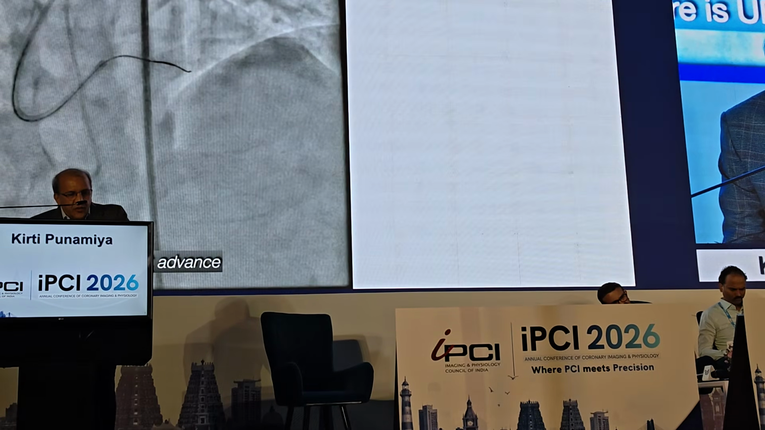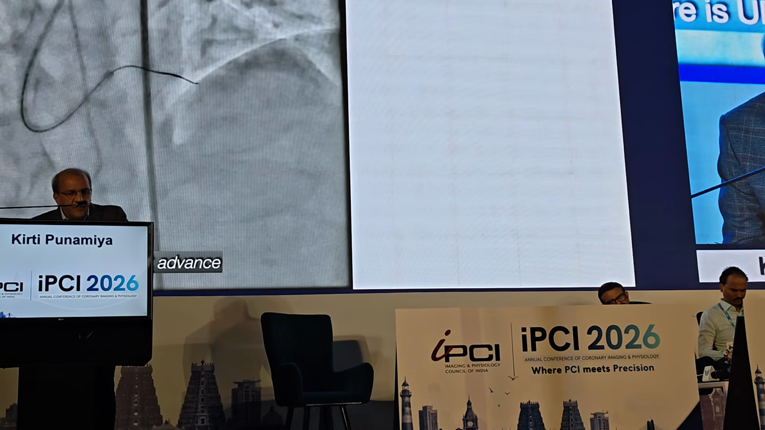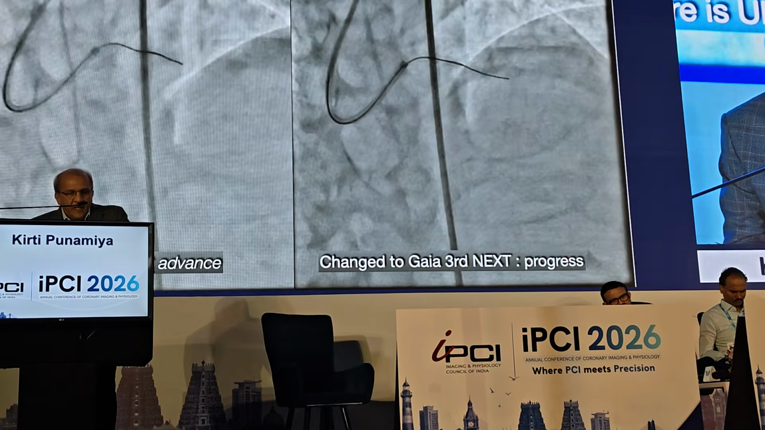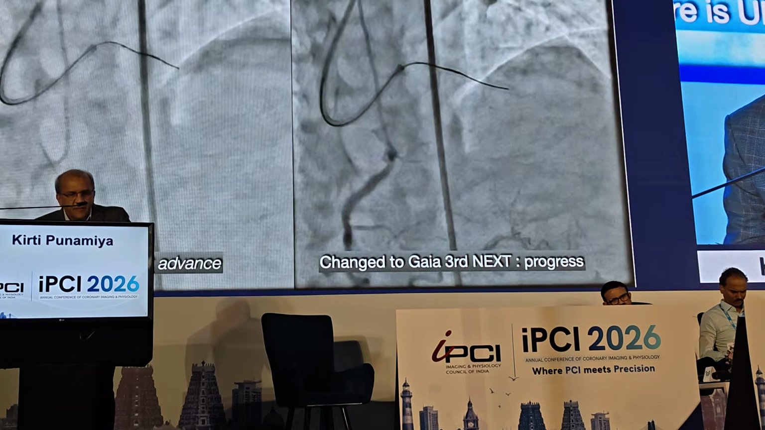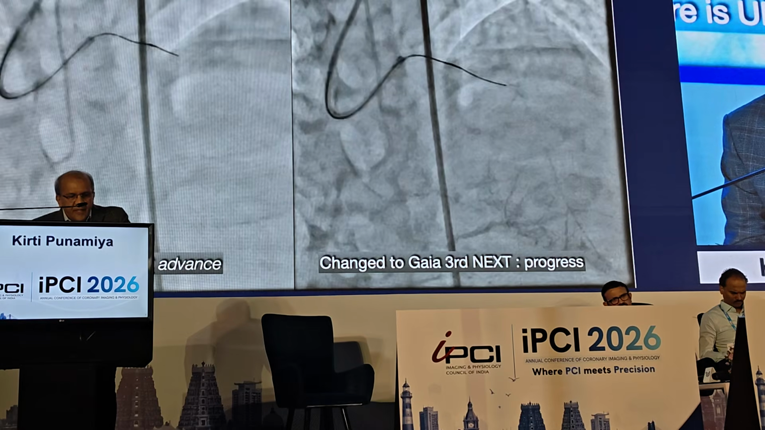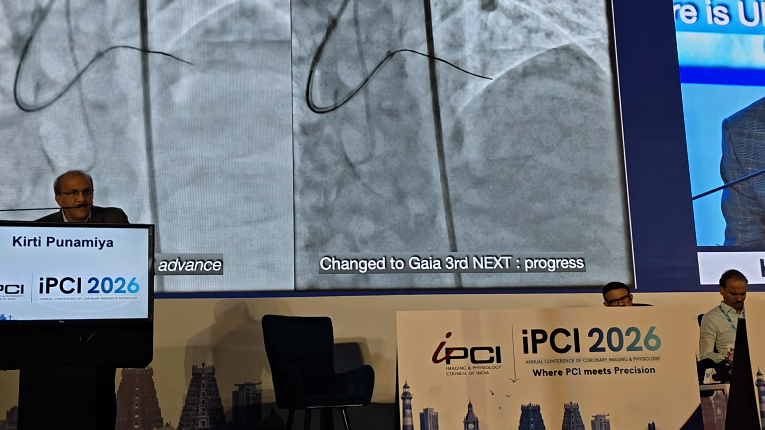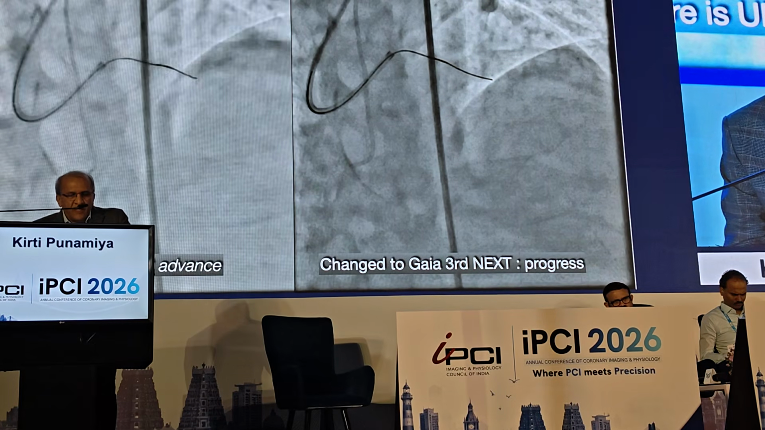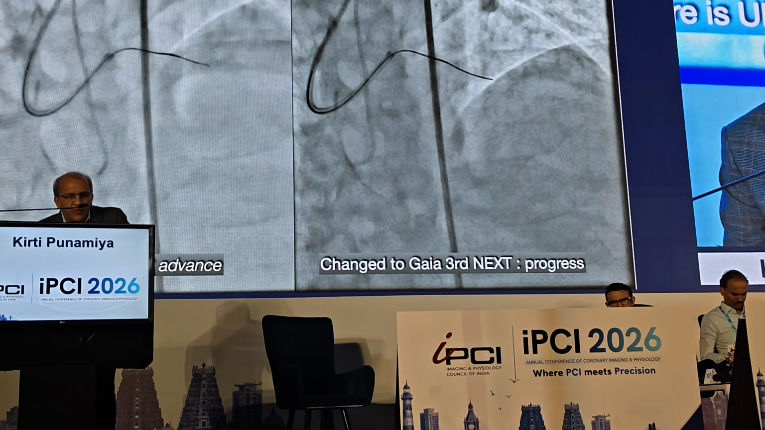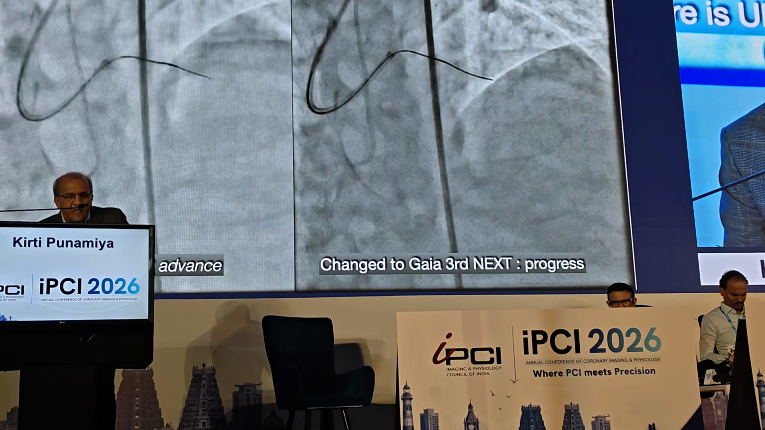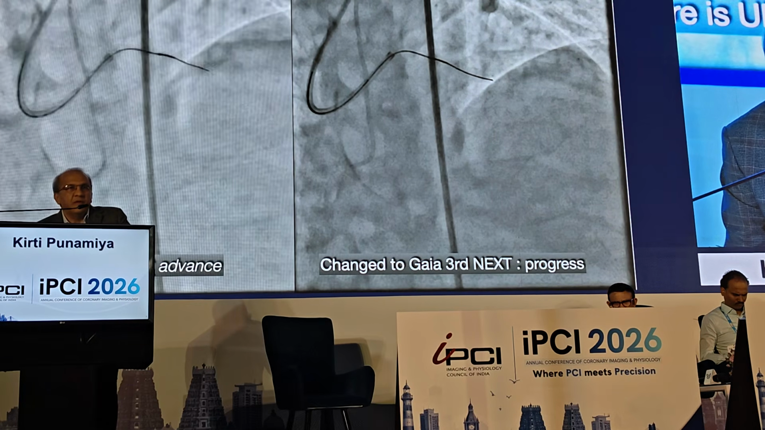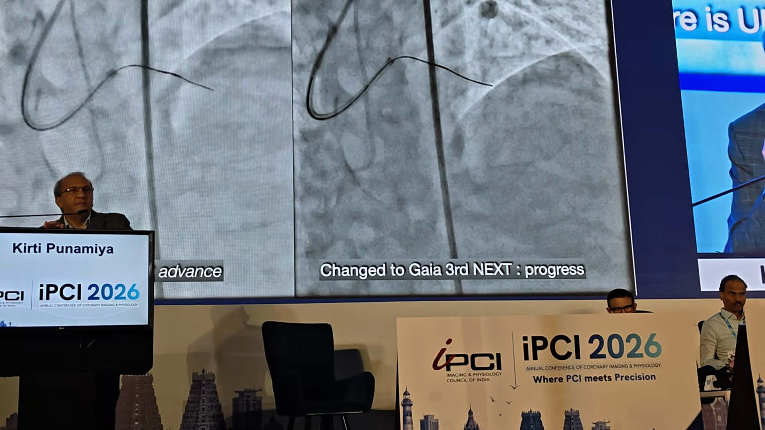And so we chose a UB3, we could not advance beyond this point. We had a Turnpike LP as a microcatheter in this particular case. Actually, no, it was a Corsair Pro XS. And we changed to a Gaia Third next, and we made some progress. Cautioning that, you can't see it on this video, but there's an island of calcium over here on the fluoroscopy which you can identify.